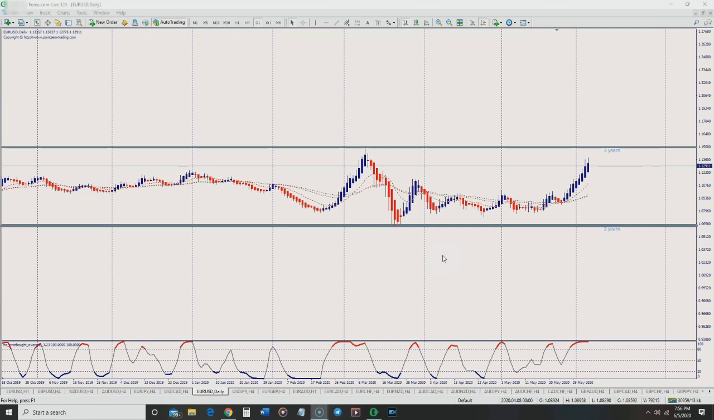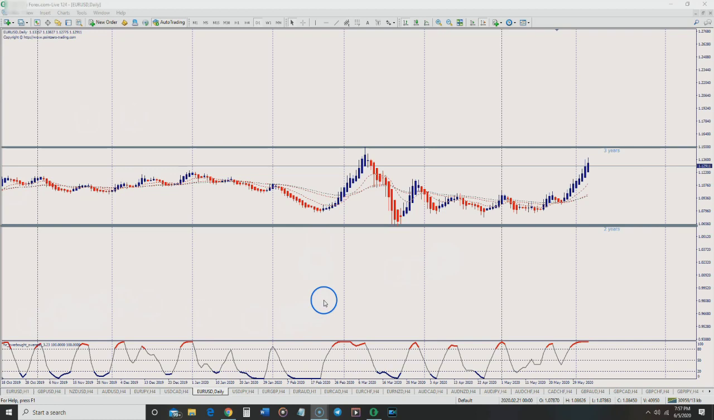Okay, so we're going to look at the pairs and see how they correlate together. But in addition to seeing how they correlate together, I'm also going to show you guys how you can take trades in all of the pairs once the pairs start moving, and I'm going to show you how you can pull hundreds or thousands of pips out of the FX market in a very short period of time because you're trading correlating pairs.